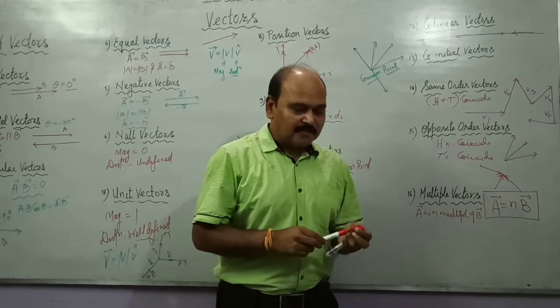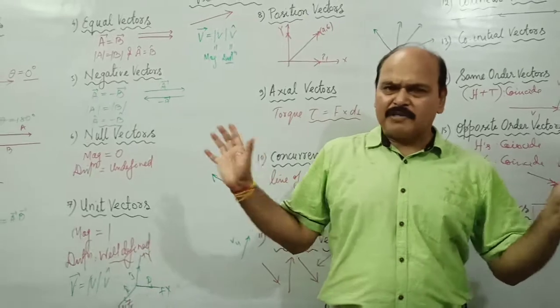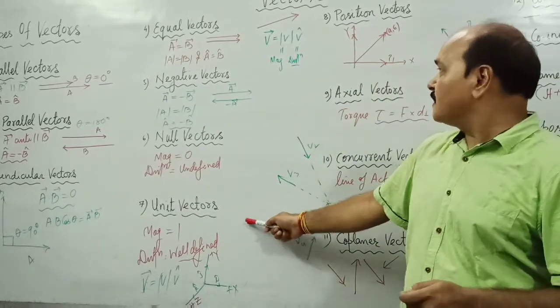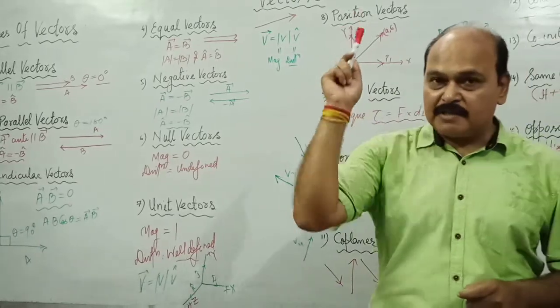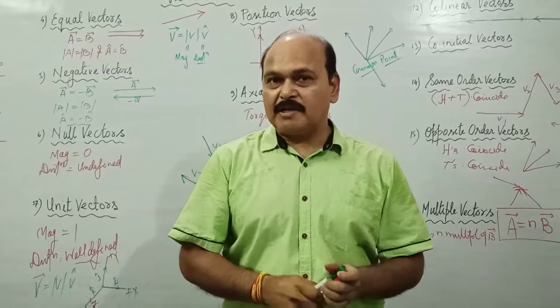So children, these are some of the types of vectors we have discussed today, and all these types are very, very simple. Out of all these types of vectors, unit vectors and position vectors we will study separately in a separate lecture. So with this we come to the end of today's class.